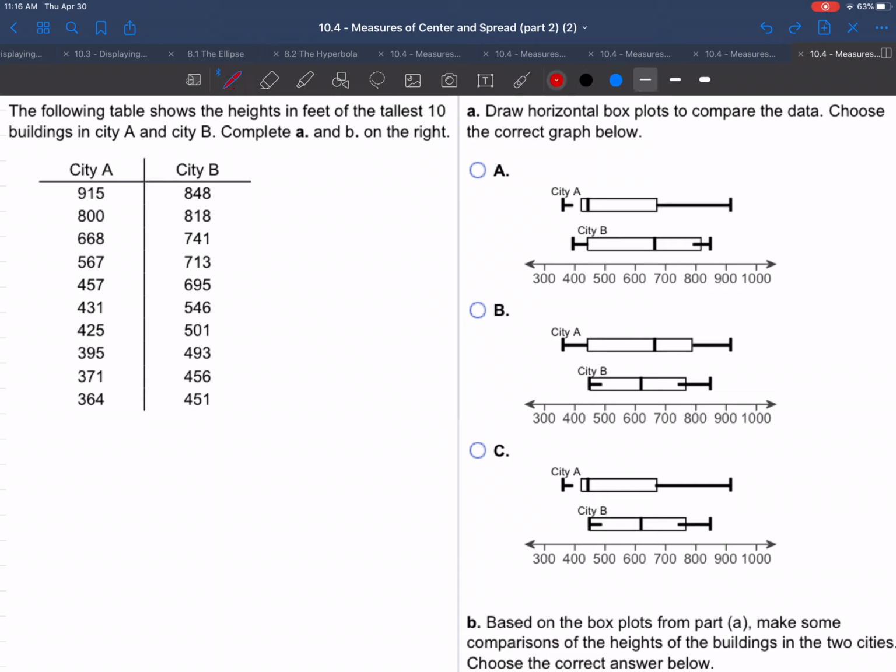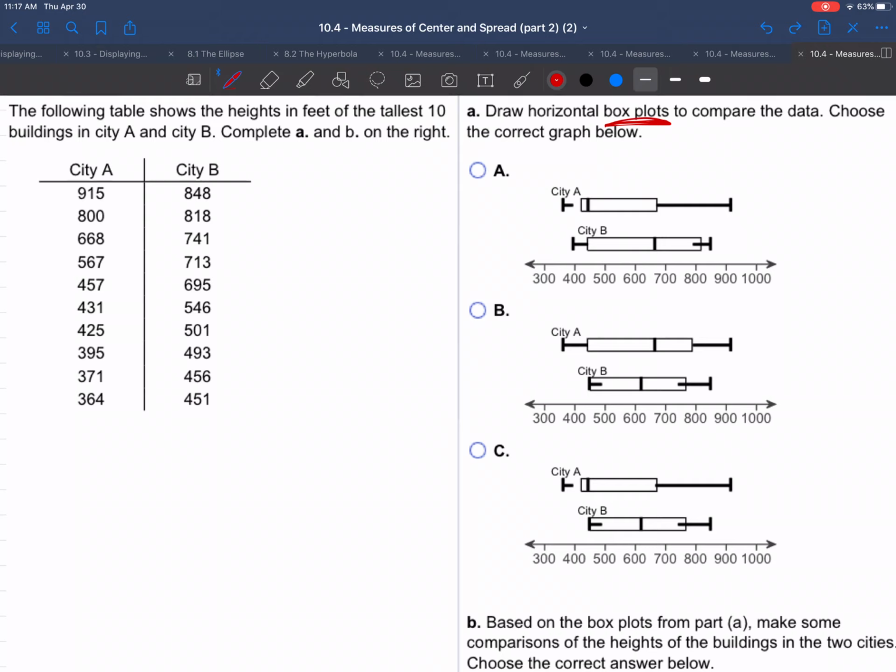Notice that they're already in order. When you want to do a box plot, you've got to put them in order. Well, they're already in order. So that's the lowest, goes up to the highest. And same thing here, low to high. So they're already good. We've already got them low to high.